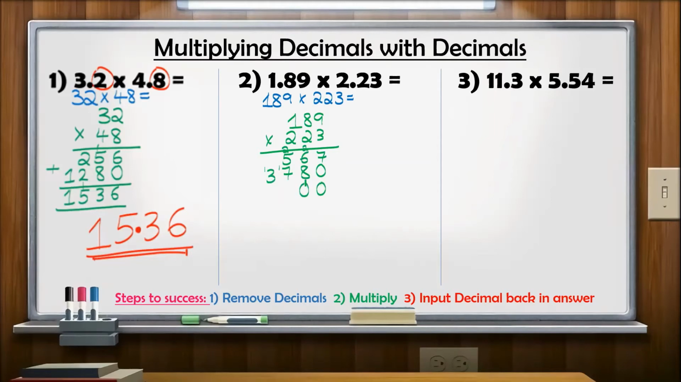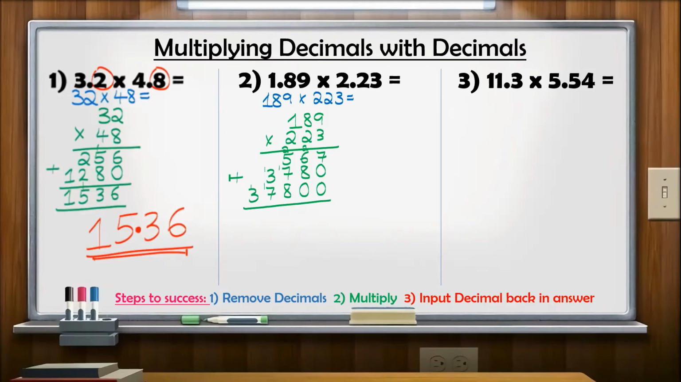So 2 times 9 is 18. I put my 8 here and carry over the 1. 2 times 8 is 16, plus the 1 is 17. I put my 7 here and carry over the 1. And 2 times 1 is 2, plus the 1 is 3. Now I'm going to total these up to get my answer.